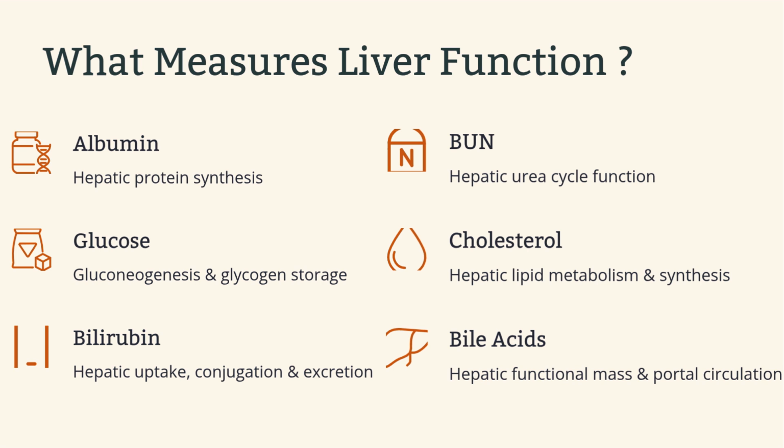Bilirubin is somewhat of a measure of liver function because it measures how well the liver can uptake, conjugate, and excrete it. BUN is a measure of liver function, so it's part of the formation of urea. Cholesterol is also a measure of liver function, so the liver synthesizes cholesterol and metabolizes it. And then bile acids, as we know, is the main way that we can monitor liver function.